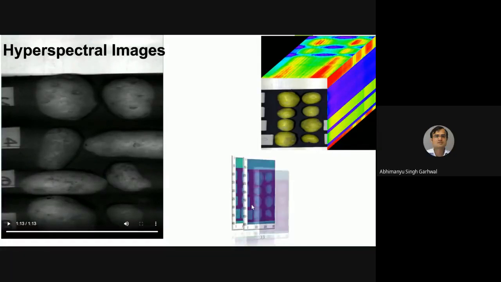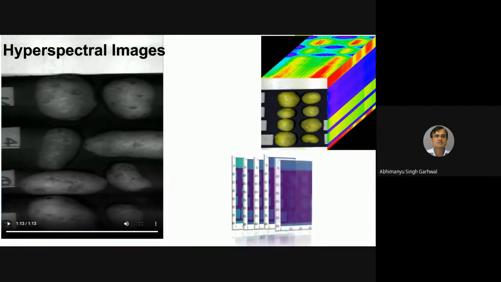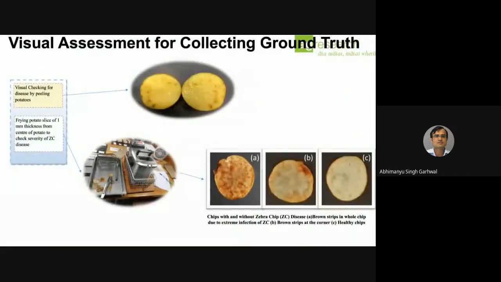So these are the different images, just for the explanation. That's the validation test that I explained to you. We cut them down and fry them to check whether they are diseased or healthy. So this is the extremely diseased potato, highly infected, mildly infected, and this is the healthy potato chips.